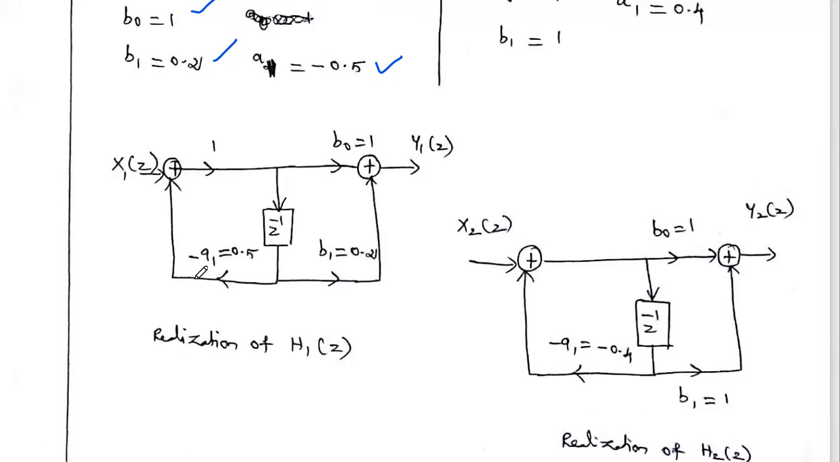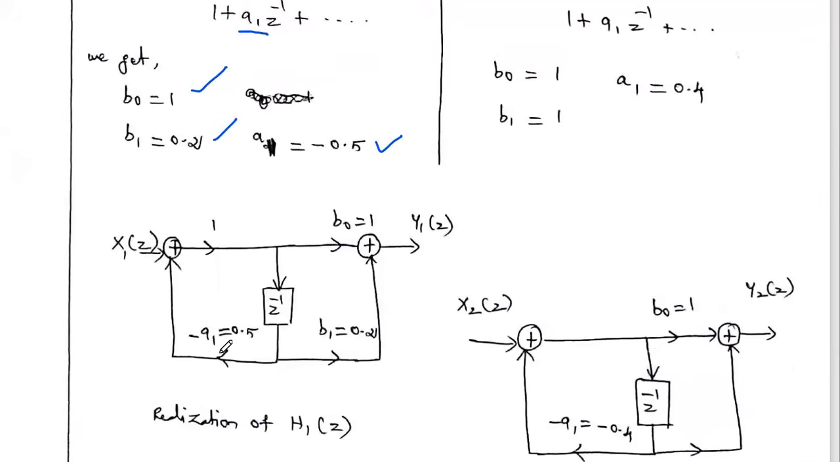In that, you just replace the values. This is minus a1, and a1 is minus 0.5, so minus of minus 0.5 gives plus 0.5. Similarly, here b0 is 1 and b1 is 0.2. So this is the diagram for h1 of z.